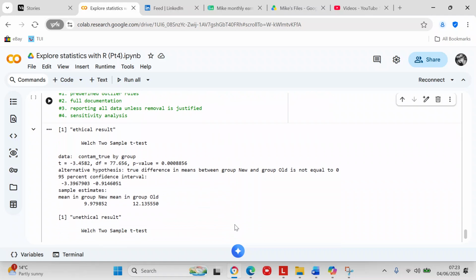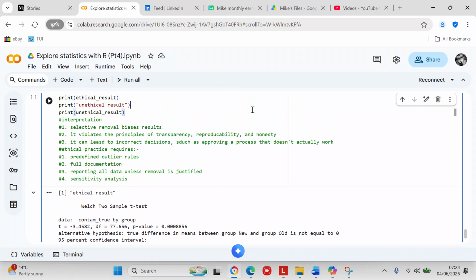So that's telling you that there is a significant difference between the means in the groups in the ethical test. And then you've got your alternate hypothesis: the true difference in means between group new and group old is not equal to 0. And then you've got your confidence interval being negative 3.39 to negative 0.914, and you've got your sample estimates.